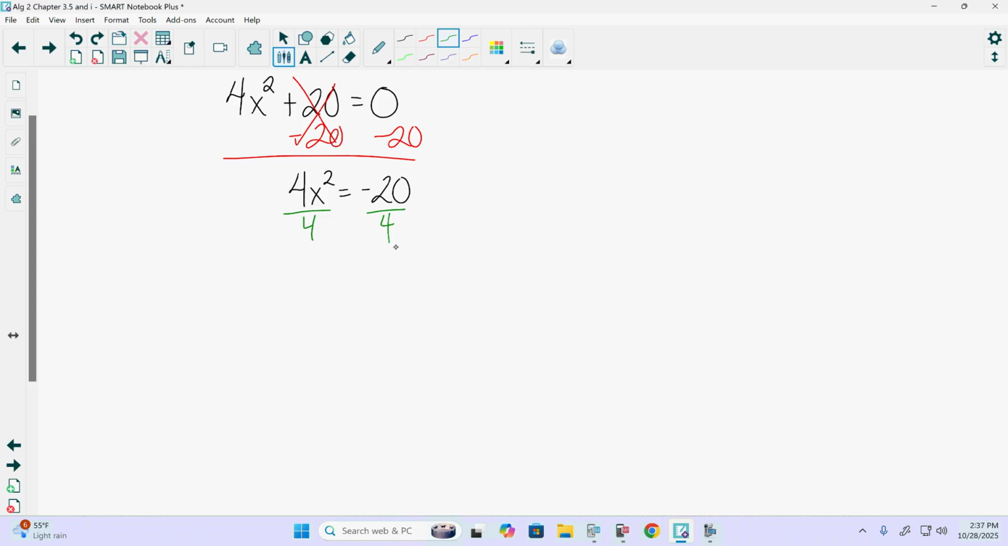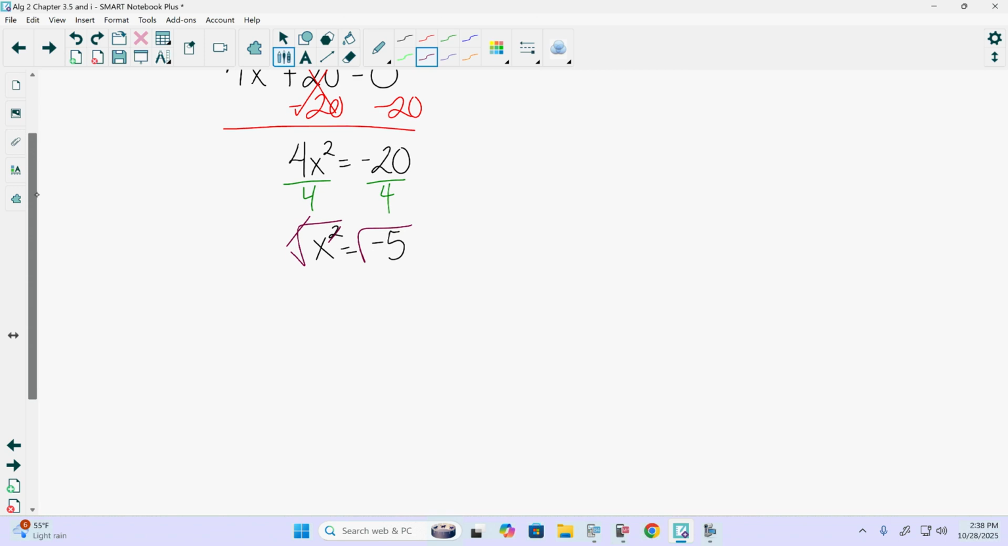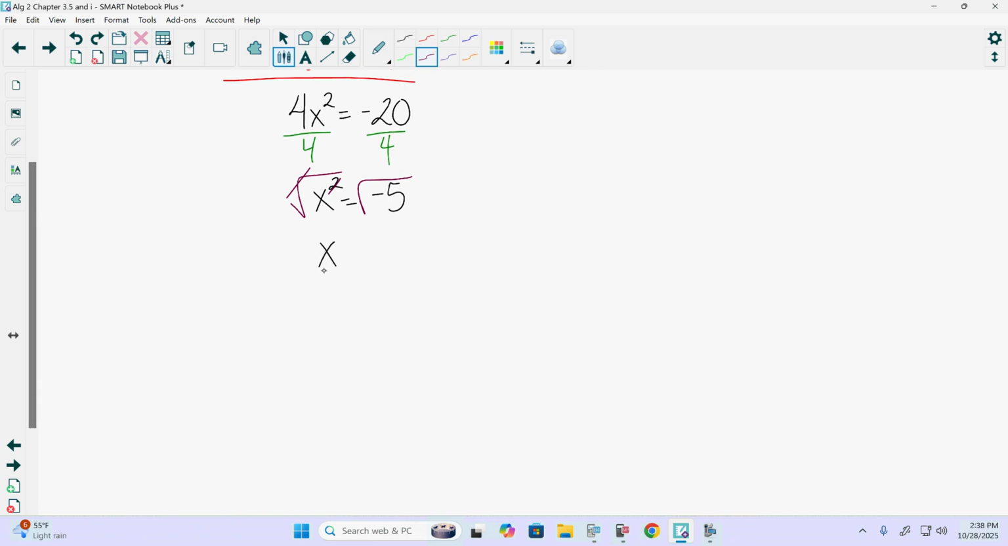We divide both sides by 4. 4x squared divided by 4 is going to be x squared. Negative 20 divided by 4 is negative 5. Is the x squared term by itself? Yes, so that means we can square root both sides. And the x squared and the square root will cancel, telling us x is equal to plus or minus the square root of negative 5. Well, the negative is going to come out as i. And what that leaves us with is the square root of 5, yes?